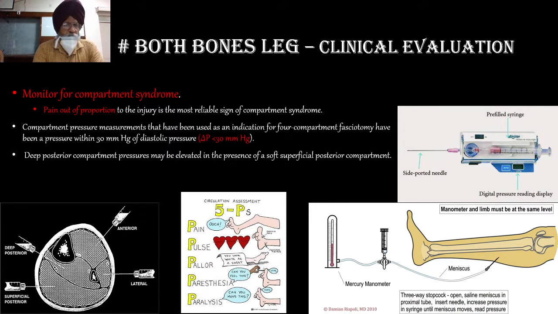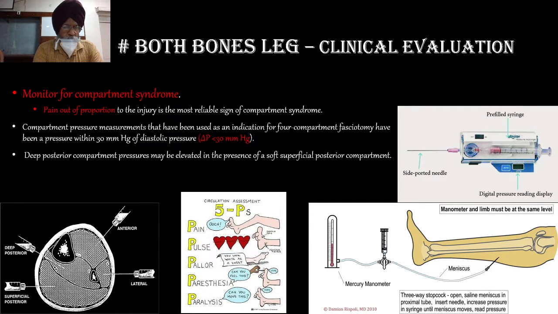Then monitor for compartment syndrome. Pain out of proportion to the injury is the most reliable sign of compartment syndrome. The hallmark is passive stretching of the muscle, that is dorsiflexion of the foot, which will cause intense pain, the indicator of compartment syndrome in fracture of both bones of the leg.